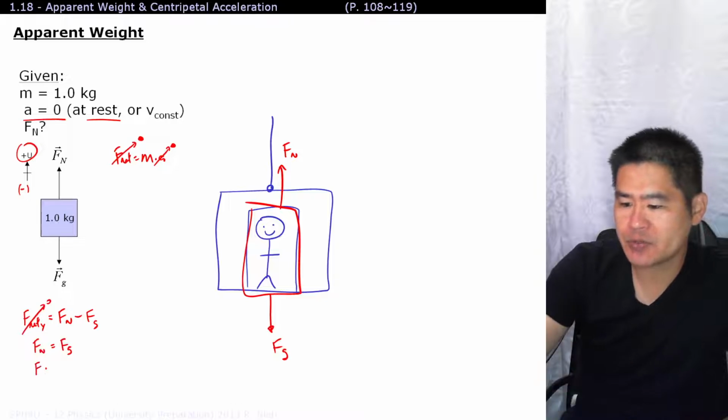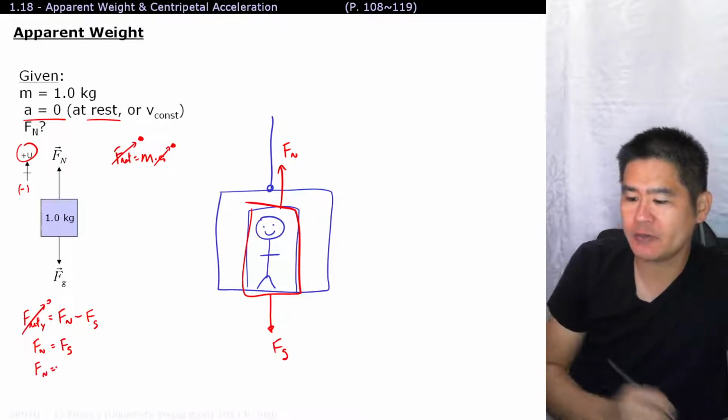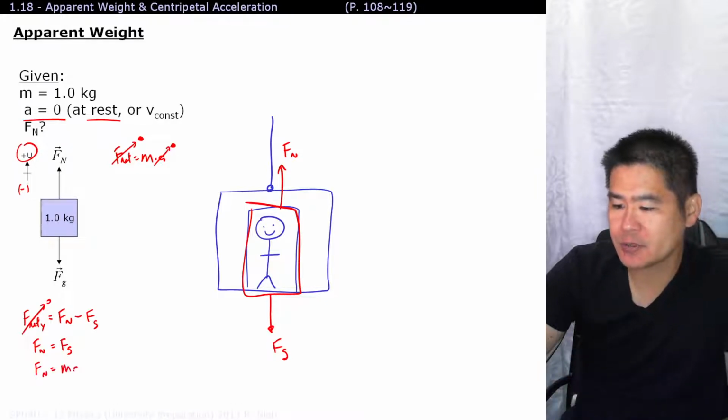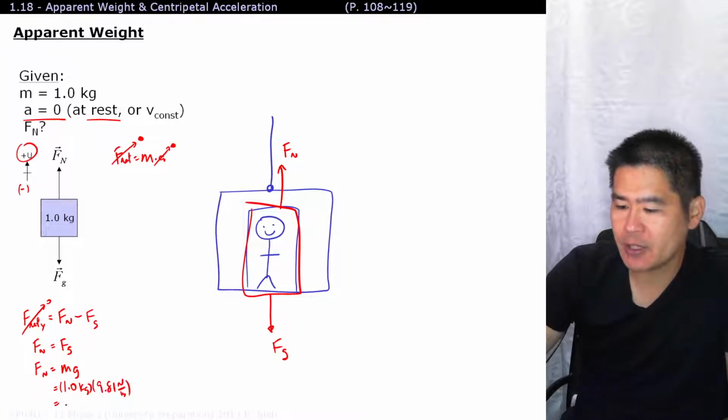In other words, the perception of what we feel when the elevator is stationary is simply equal to m times g. So we have a control mass of 1 kilogram multiplied by the gravitational field strength here on Earth of roughly 9.81 newtons per kilogram. Then we get a normal force of 9.8 newtons. That'll be our reference value.